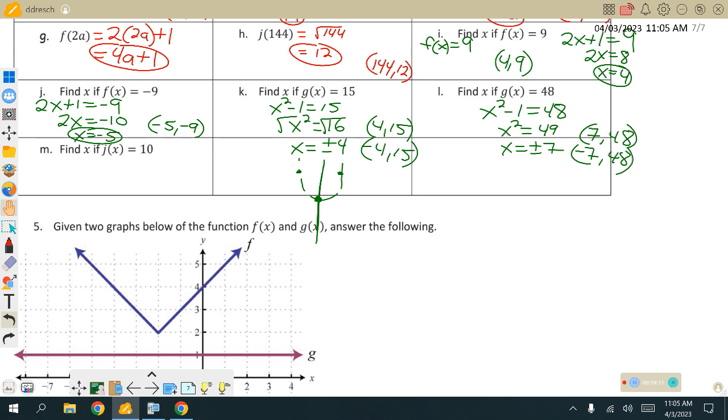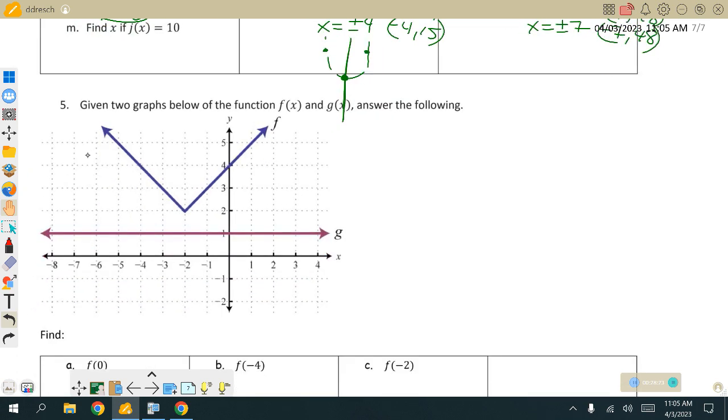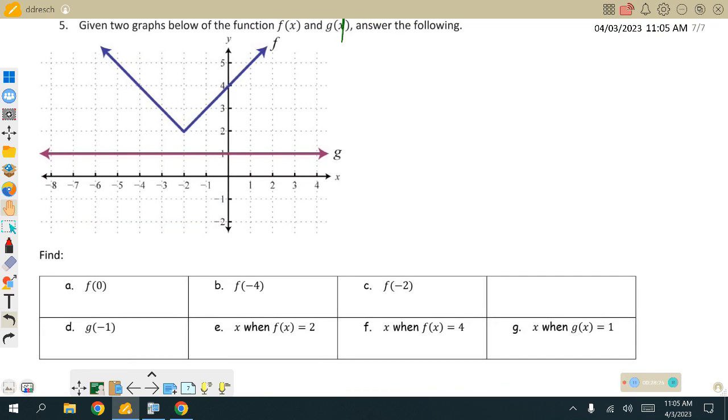I copy-pasted those same questions on down to this last part, but I did not give you the equations here for the functions. What I did was replace the equations with graphs. Same questions. I want to know what's f of 0. So when we say f of 0, that means when x is 0, what's the y value?